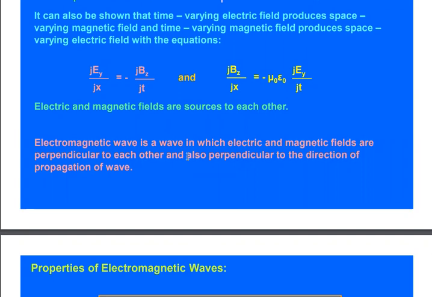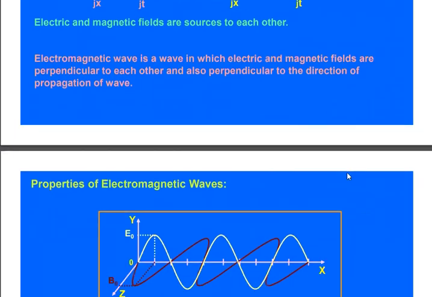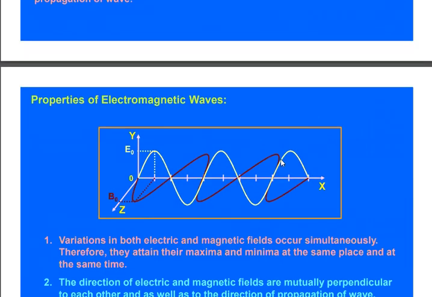Now, an electromagnetic wave is a wave in which electric and magnetic fields are perpendicular to each other and also perpendicular to the direction of propagation of the wave, as I have already discussed. Now, graphically or pictorially, you can view how the two sinusoidal fields, electric field and magnetic field, vary while the wave is propagating.